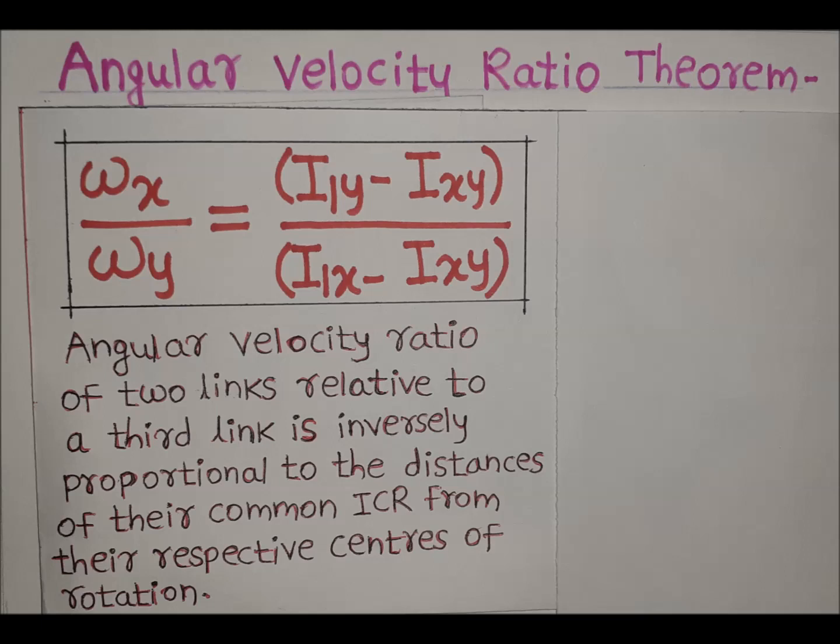Angular velocity ratio theorem states that the ratio of angular velocity of two links relative to a third link, or we can say relative to a fixed link, is inversely proportional to the distances of their common ICR from their respective centers of rotation.